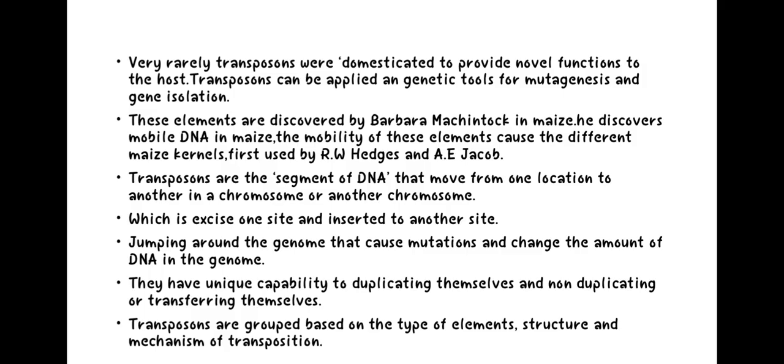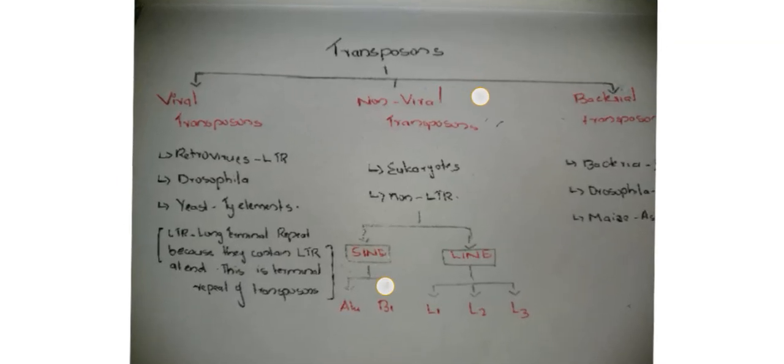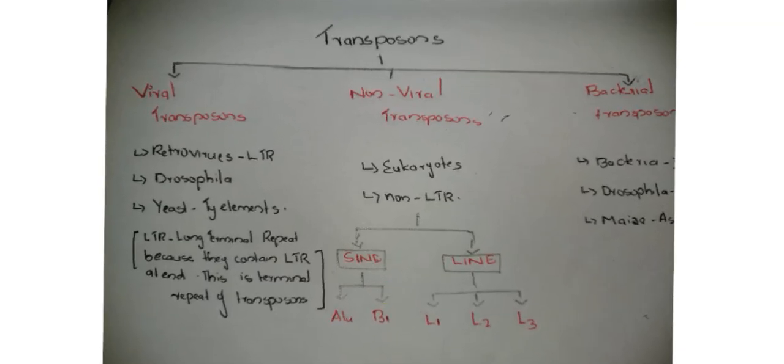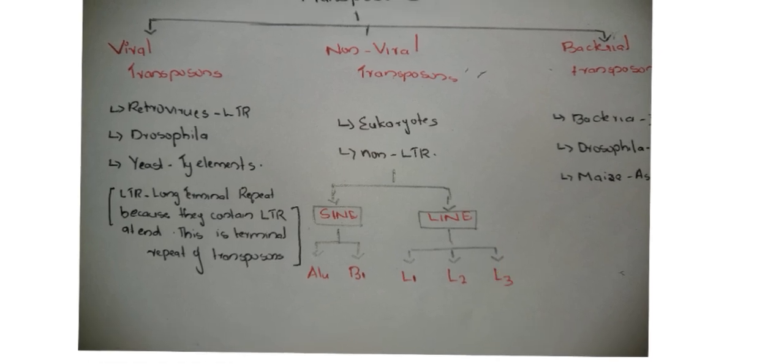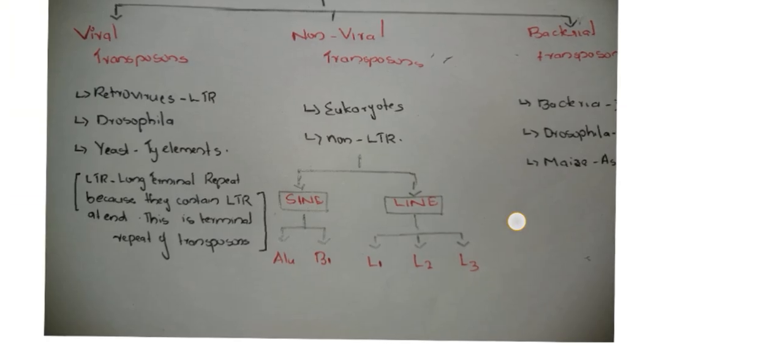So transposons are segments of DNA that move from one location to another in a chromosome or to another chromosome, which are excised from one site and inserted into another site, jumping around the genome, which causes mutations and changes the amount of DNA in the genome. They have the unique capability to duplicate themselves. Transposons are grouped together on the basis of type of element, structure, and mechanism of transposition. Viral transposons: retrovirus, Drosophila, yeast; and non-viral transposons: eukaryotic non-LTR. Then bacterial transposons, Drosophila, maize, etc.